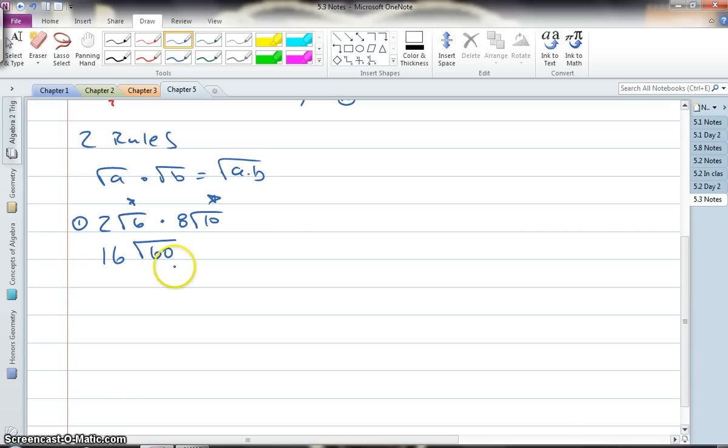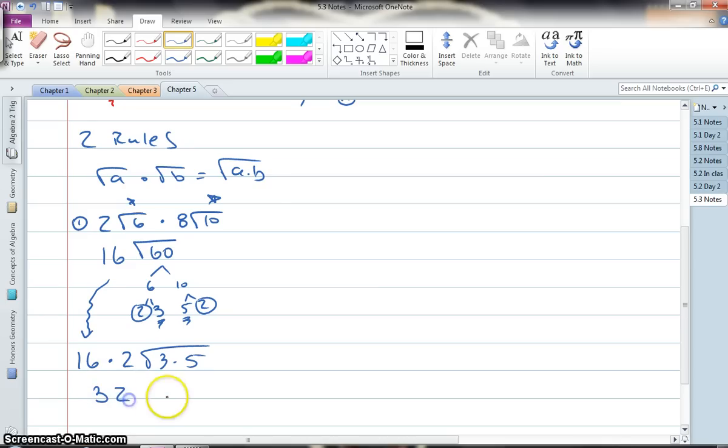Now from there, we break it down. So 6 is 2 and 3, 10 is 5 and 2. I got a pair of 2s. Now, you cannot forget about your 16 that's already out here. The pair of 2s comes out as 1. 3 and 5 are left alone, so they stay home. They get multiplied on the inside. So my simplified solution is 32 root 15.